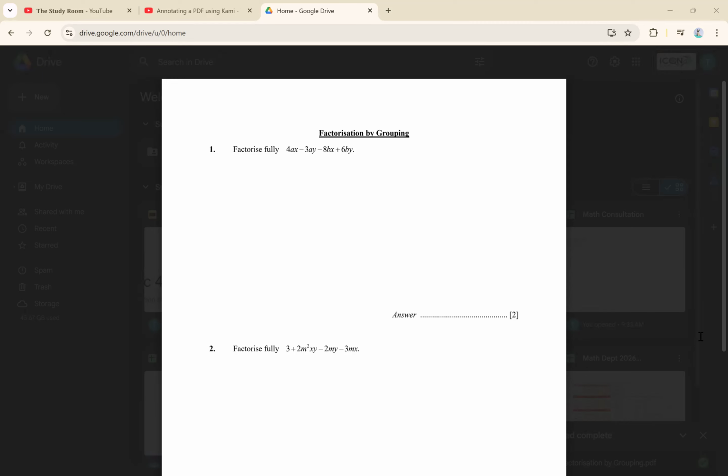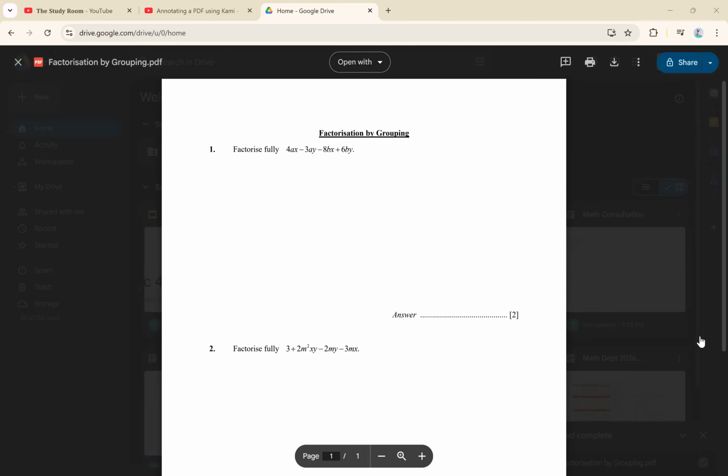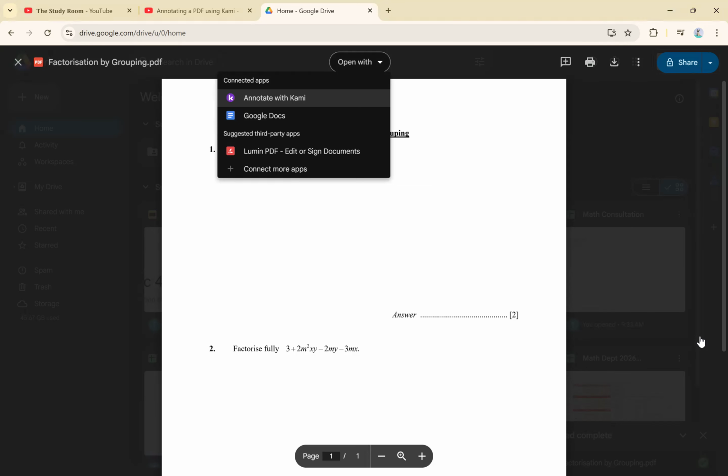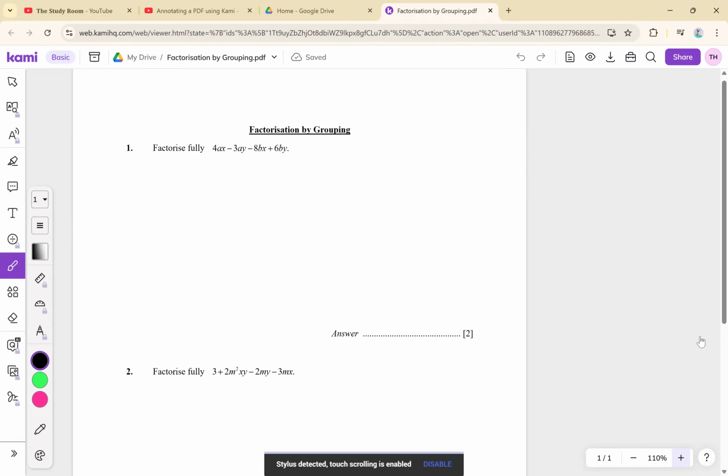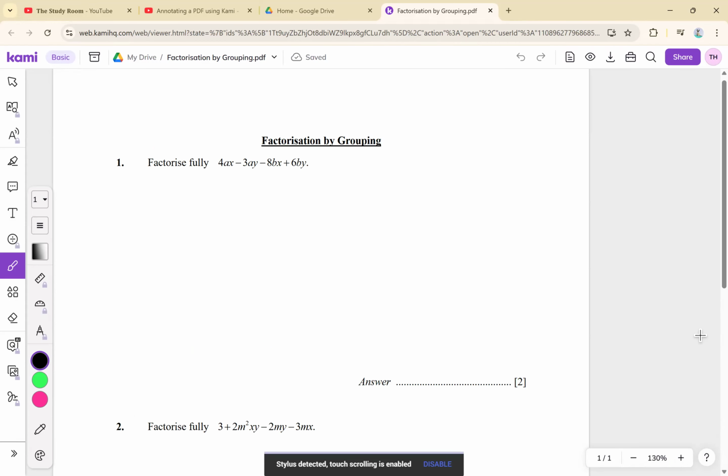When you open your PDF document in Google Classroom, what you want to do is click open with and annotate with Kami. This will allow you to write your solutions inside the PDF document before submitting it through Google Classroom. Choose the drawing tool and then select the color of your pen. In this case, I'll just leave it as black. If you want to increase the size, you can just click here. Then you have a bigger view of the space and a bigger space to write on.